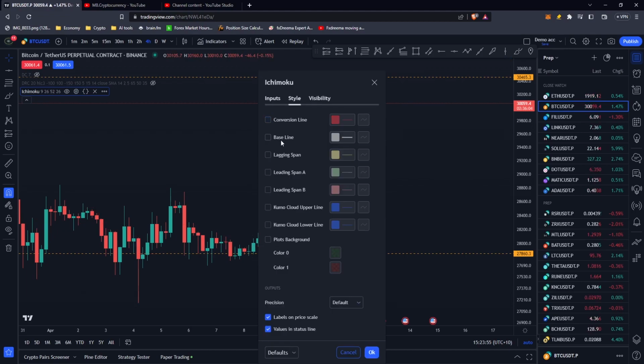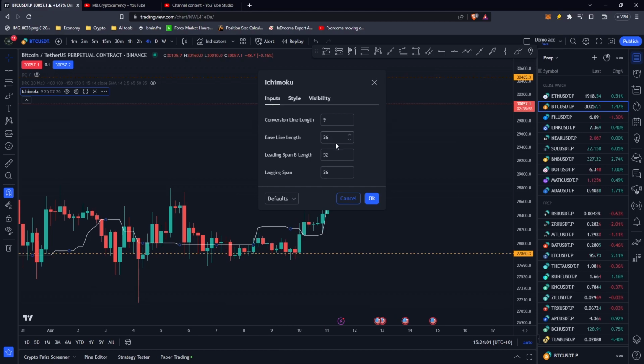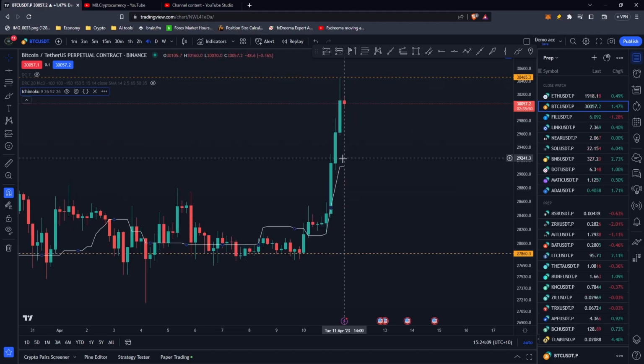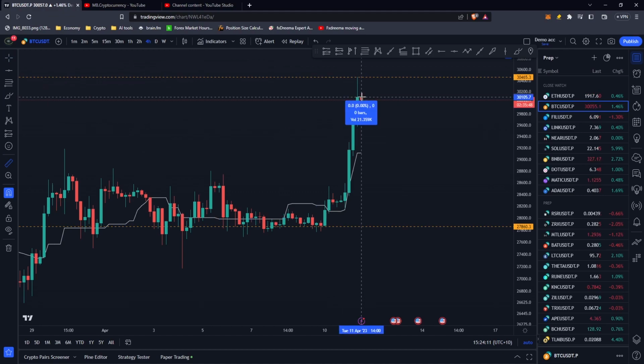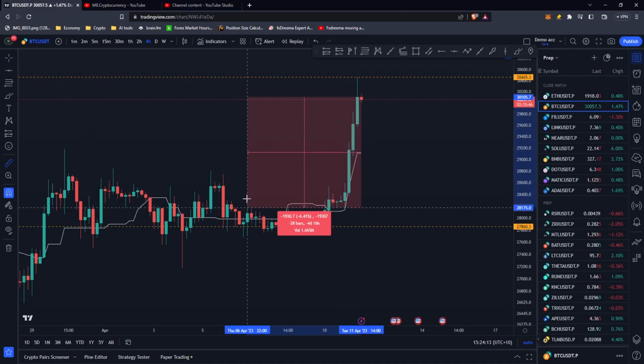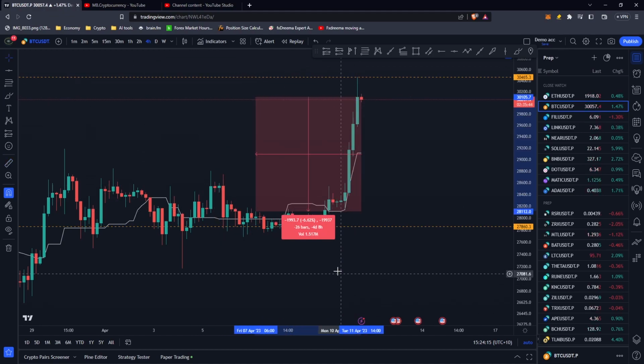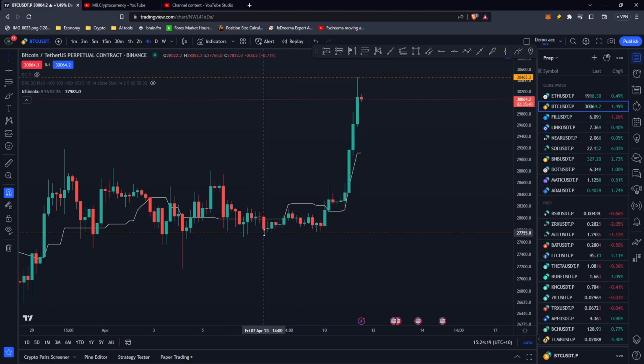The next line, which has the same ideology as the conversion line, is the baseline, but in this one, as you can see, the input is 26, which you can change as well. It depends on strategy, but purely we have to focus on how they get calculated. So this one, instead of 9 candles, checks 26 candles, which is in here, where I assume the lowest will be here, yep, and the highest will be here.